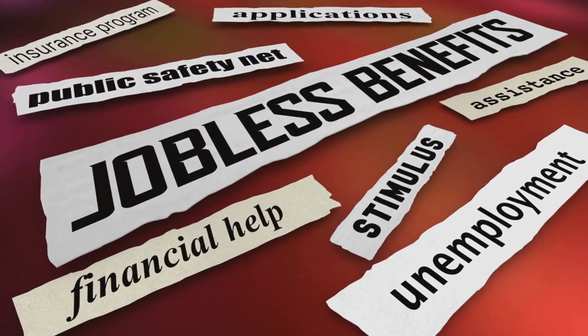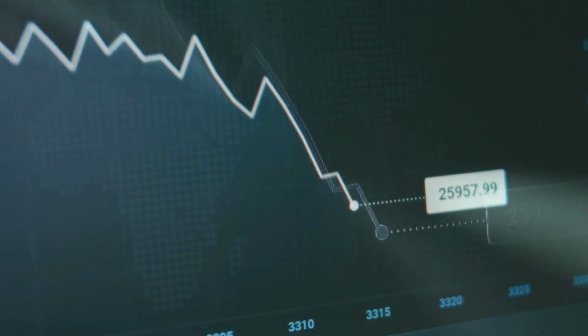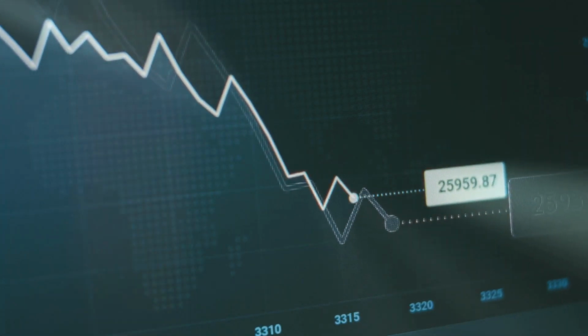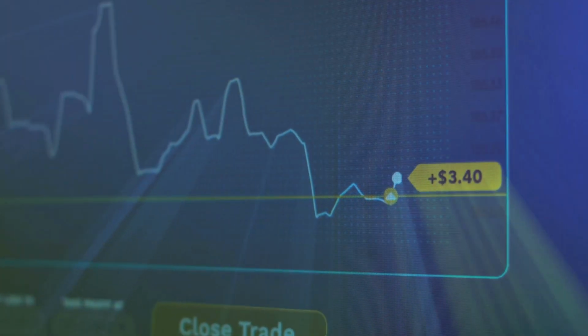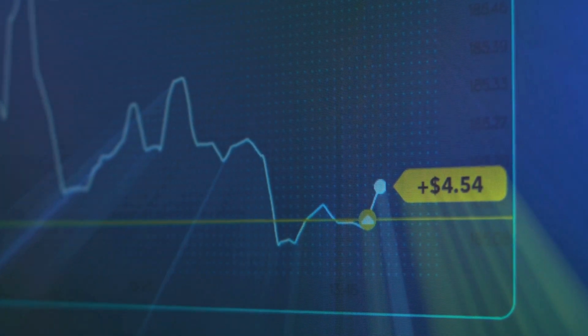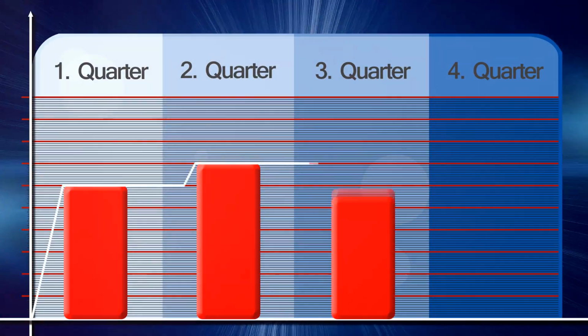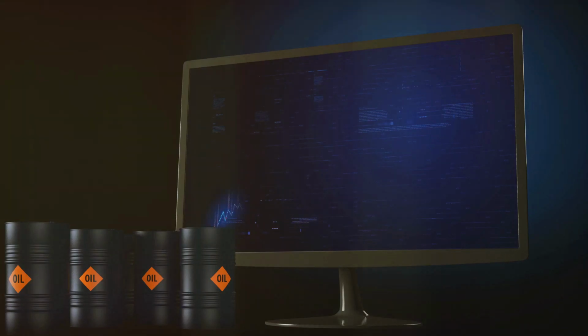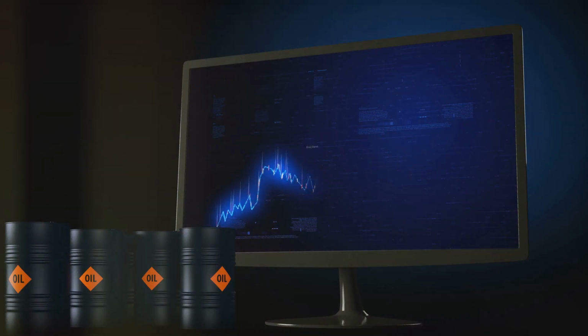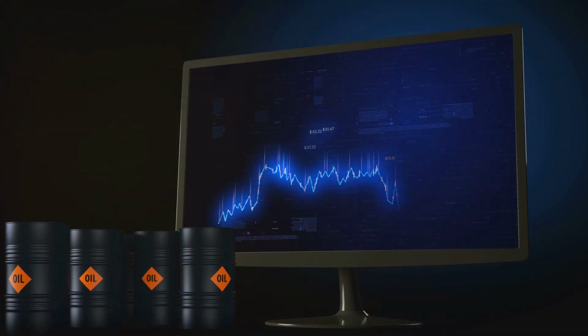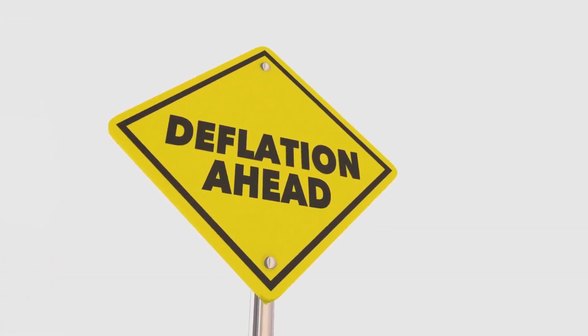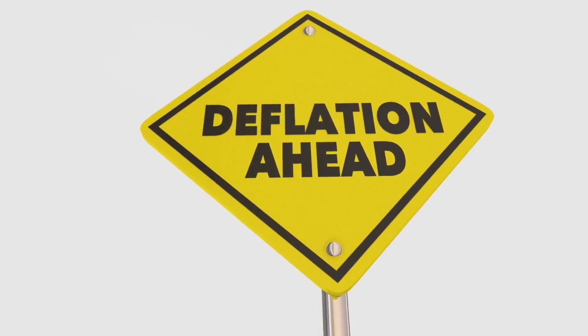Falling GDP growth. Sluggish or negative GDP growth signals economic contraction. When growth stalls or shrinks over multiple quarters, the Fed is more likely to consider QE to spur economic activity. Low inflation or deflation. QE is often used when inflation is too low or there's a risk of deflation, which can hinder economic growth. A drop in inflation or a risk of falling prices may prompt the Fed to introduce QE to boost demand.